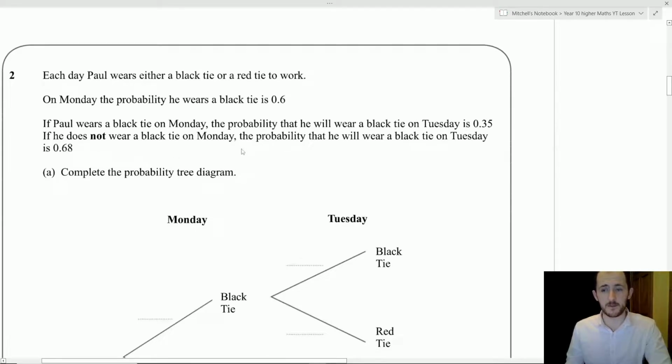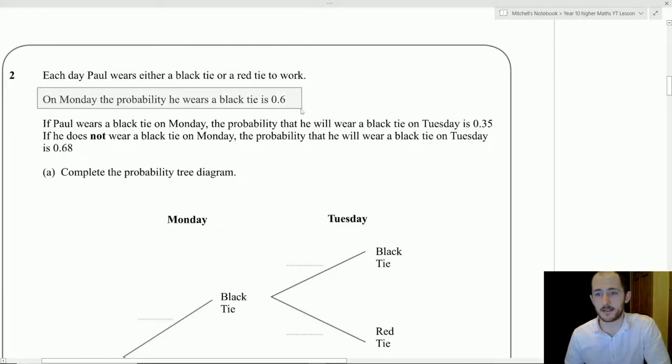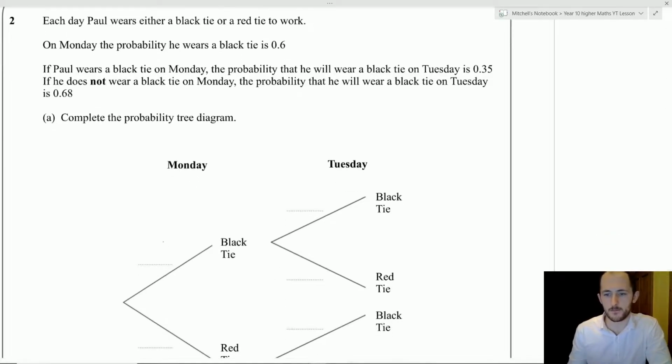So even here, this is slightly more difficult. This is something called conditional probability, okay? And I'll explain why in a second. So each day, Paul either wears a red or a black tie to work. On Monday, the probability he wears a black tie is 0.6. Okay? So I'm going to put that in right now. Probability on a Monday is 0.6.